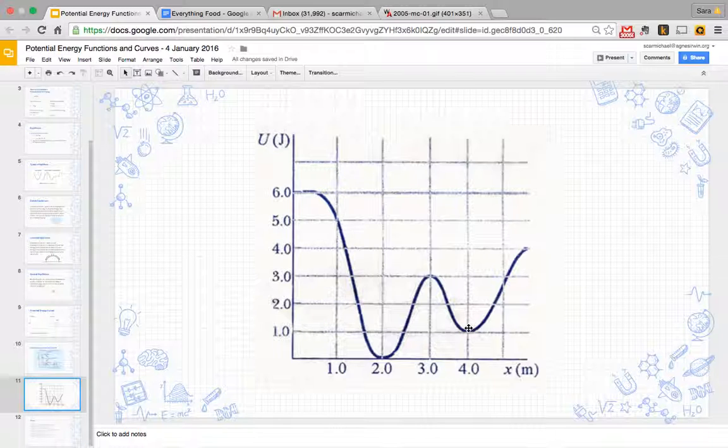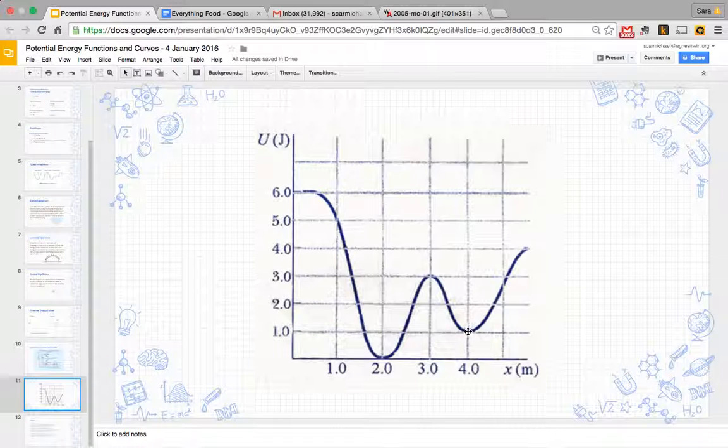Okay, so hopefully you said 5 joules, because that's the right answer. Because remember, at x equals 4, we can see from the graph that we already have a potential energy of 1. And at x equals 0, we have a potential energy of 6. So to get from a potential energy of 1 to a potential energy of 6 is going to require 5 additional joules of energy in the form of kinetic energy.